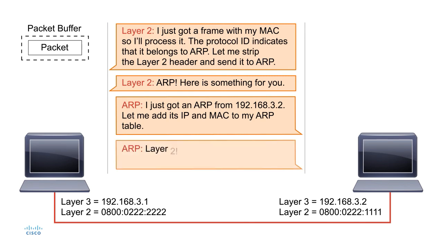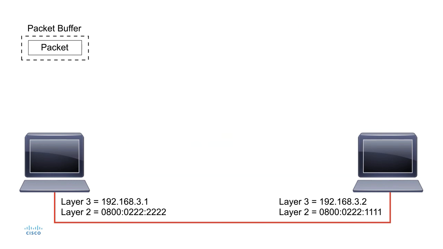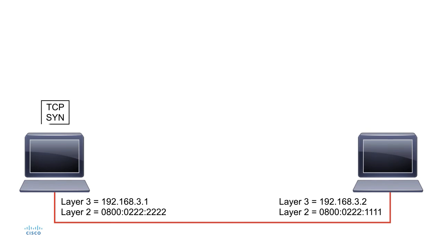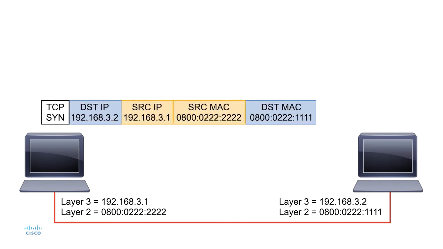So ARP says, hey layer 2, I now have that mapping you needed. 192.168.3.2 is now mapped to 0800.0222.1111. So now we can send that packet that's in the packet buffer. So layer 2 builds the frame for me. And we can see in the frame that's now built, we have a couple of items of relevance. There's that original TCP SYN. That's my layer 4 information. That's my transport layer information.